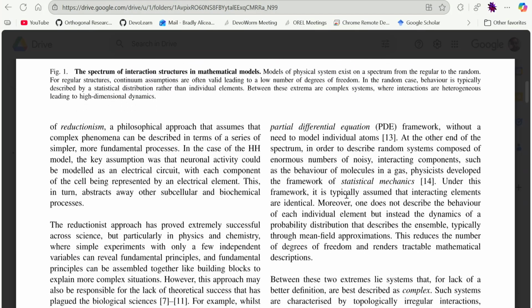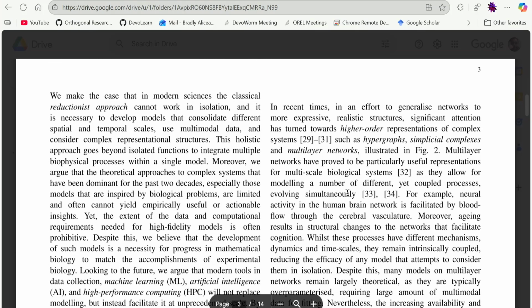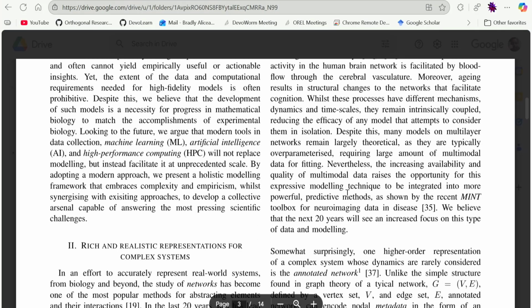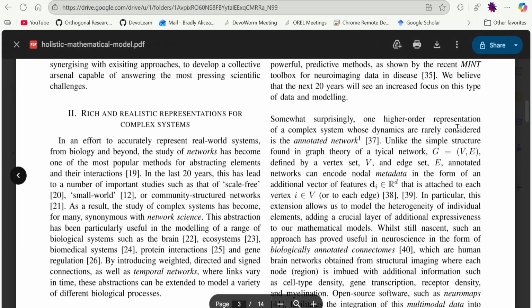But then there's this continuous struggle to measure these things and to characterize them completely. And that's what they're arguing in this paper, that this is a very hard thing to do. And they give some examples of how you might do this. One example of a higher order representation that they give is an annotated network. If you think about a network, it's a simple structure. It's a graph. It's G equals (V, E), which is the vertex set and the edge set combined to form a graph.